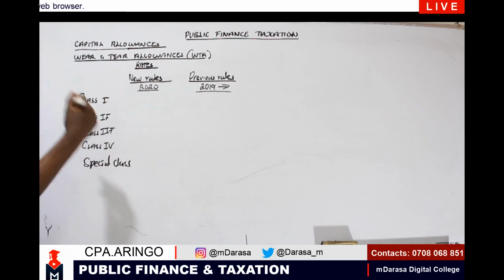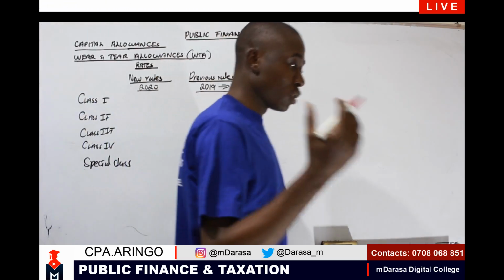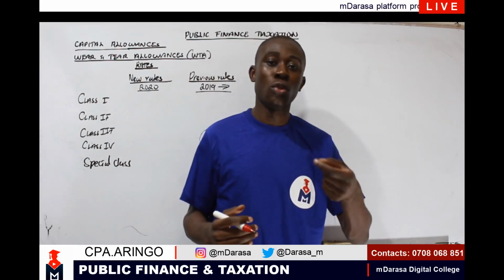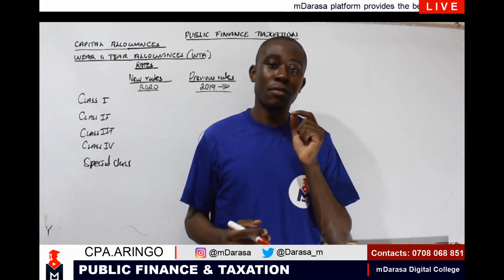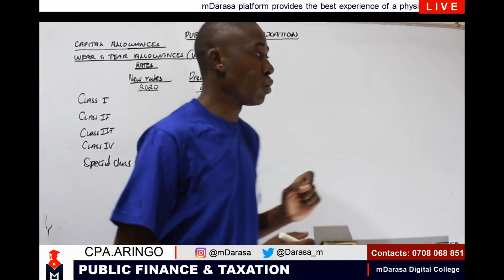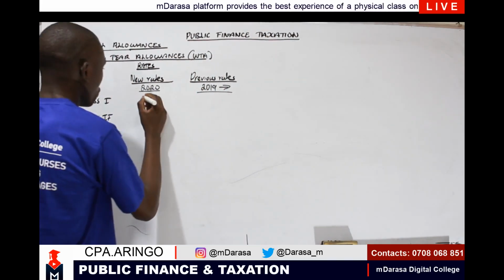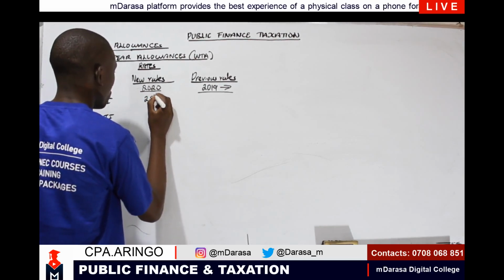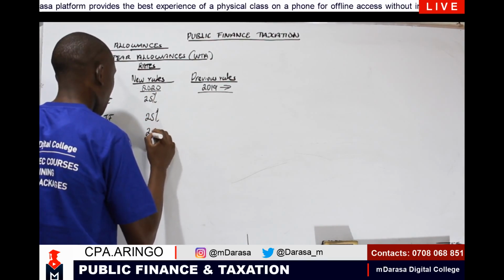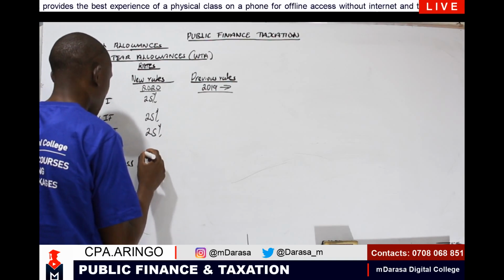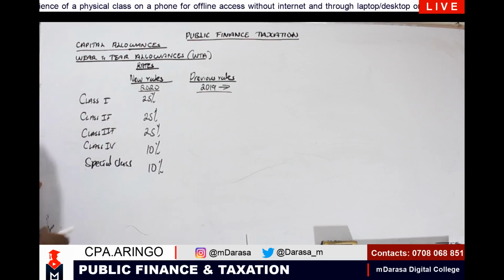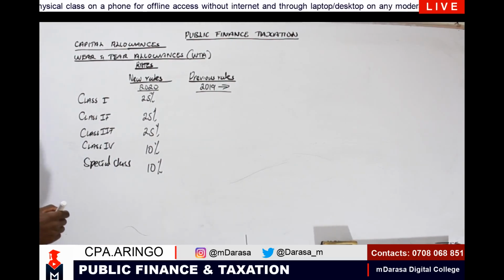So from 2020, and of course if you'll be doing exams in 2021, you'll be tested in relation to the last financial year, and the last financial year is 2020. Definitely, you'll be using the new rates if you're given data for 2020. So from 2020, class 1, 25%, class 2, 25%, class 3, 25%, whereas class 4, we'll be talking of 10%, and special class, 10%. Ideally, special class, we're looking at softwares and other telecommunication devices.